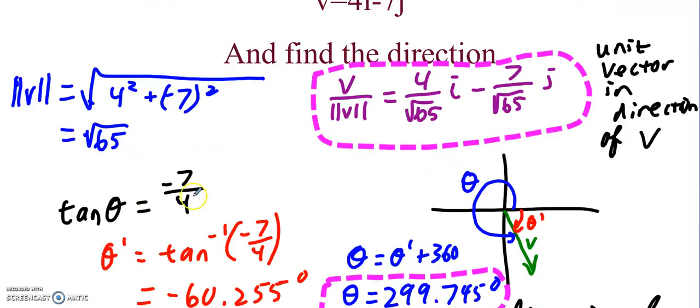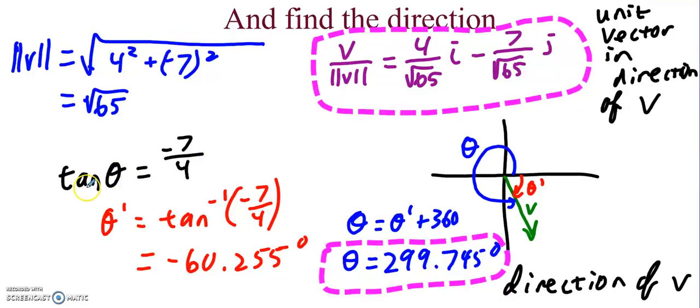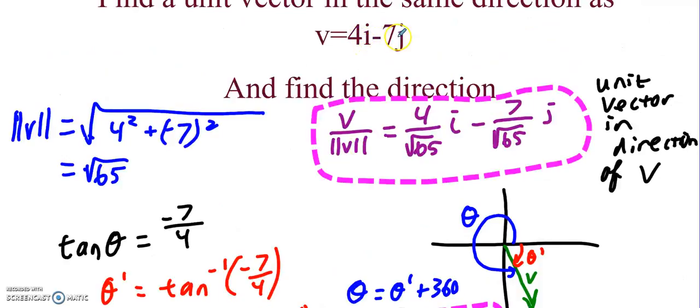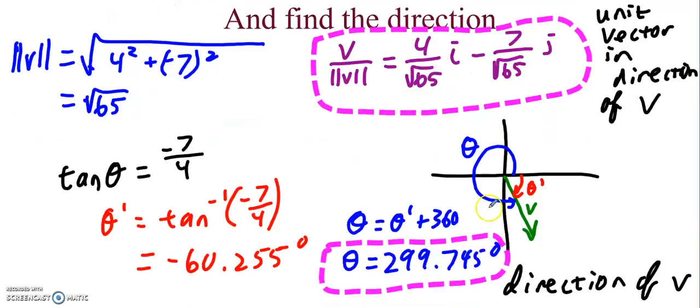Then the next part, to find the direction. Well, remember we learned in the last video that the tangent of theta, where theta is the direction angle, is going to equal b over a. So I have tangent of theta is negative 7 over 4. This is where I have to use a little bit of my trig knowledge. So where is this vector 4i minus 7j? Remember, this is the y component, this is the x component. So this is going to be 4 to the right and 7 down. So I know that I'm going to be in the fourth quadrant.